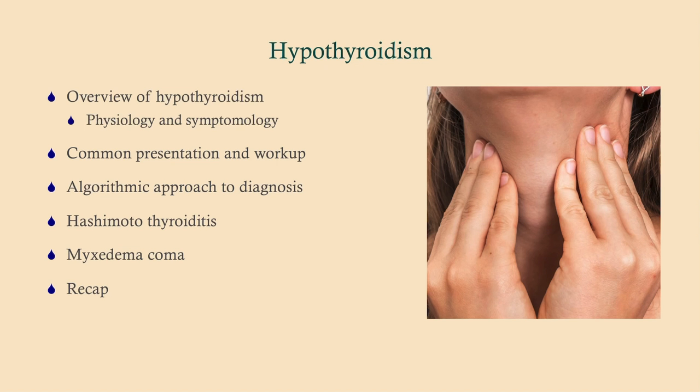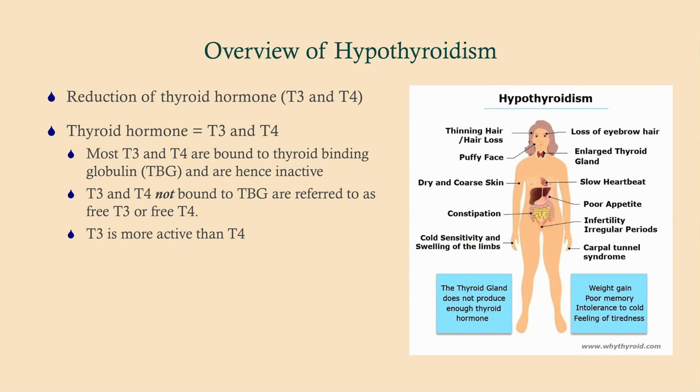So this is what we're going to talk about. We'll just do a brief overview with some physiology and symptomology of hypothyroidism. We'll talk about how this tends to show up and what we do to work this up. I'll give you a little algorithmic approach. Always helps to kind of know organizationally how this is approached. We'll talk about the major cause of hypothyroidism, which is, in the US, Hashimoto thyroiditis. We'll talk about an emergency that can arise from hypothyroidism, and that is myxedema coma, and then we'll do a recap. So hypothyroidism at its very basic level is a reduction or insufficiency of thyroid hormone.